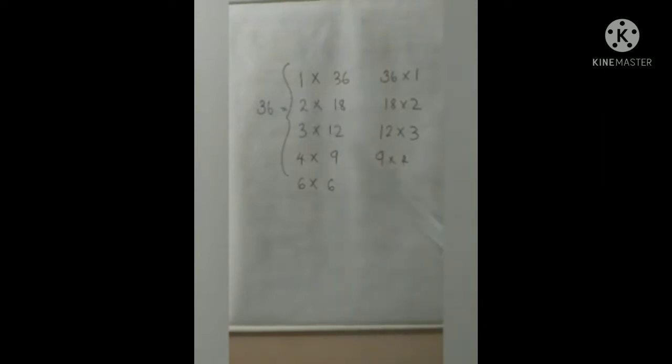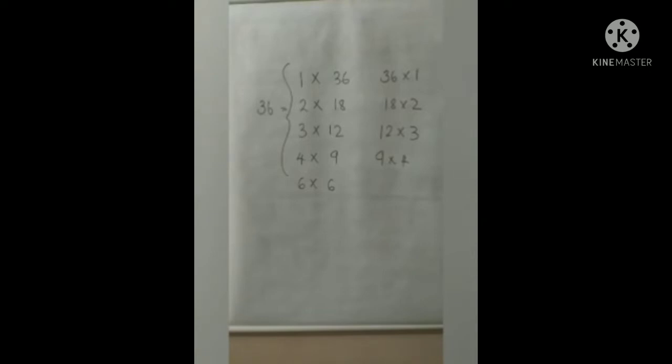What are the factors? 1 into 36, 2 into 18, 3 into 12, 4 into 9, 6 into 6. Now in reverse order also: that means 36 into 1, 18 into 2, 12 into 3, 9 into 4. So these are the factors of 36. That means we are expressing 36 as a product of two numbers. This is known as factorization.